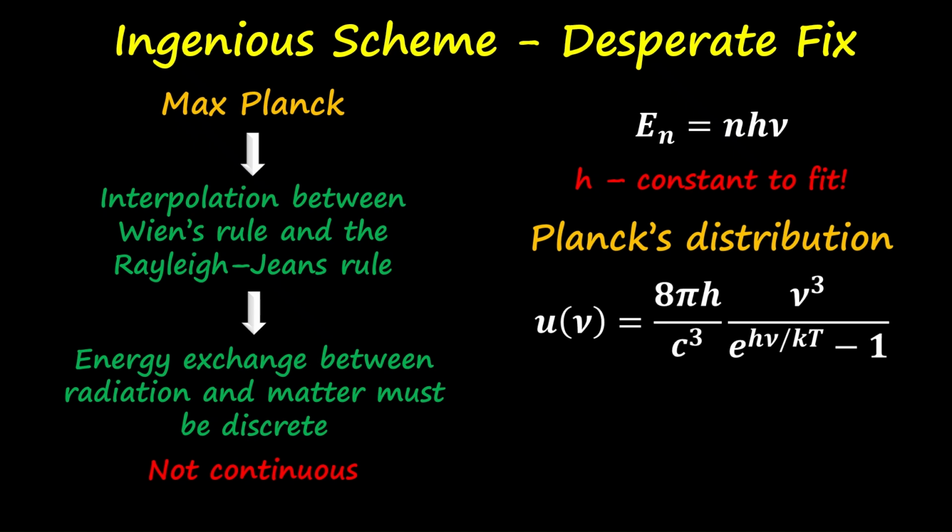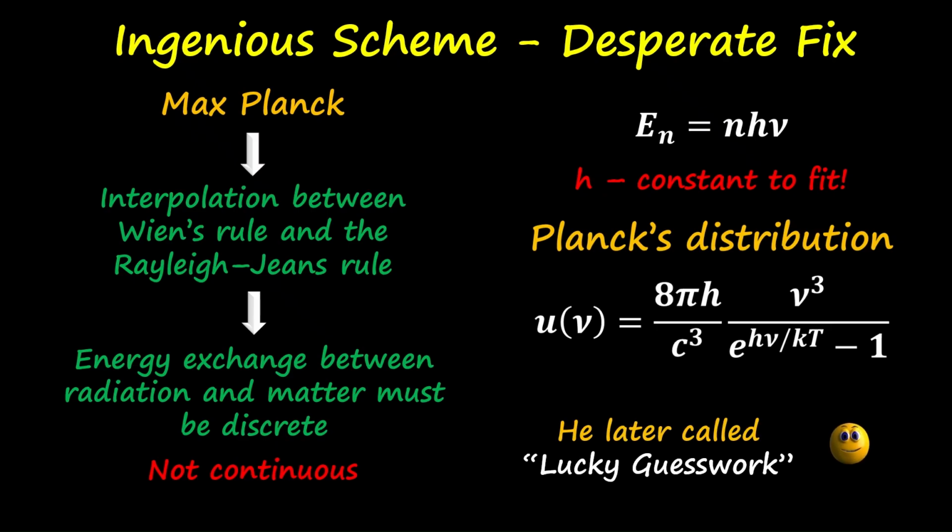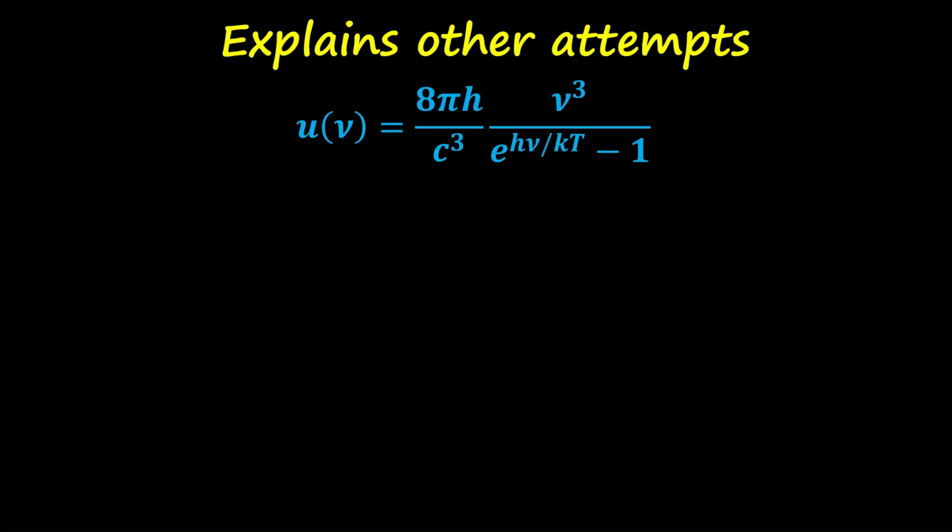Now, the radical assumption which he made, that the exchange of energy is discrete, was something new. And this opened the door of quantum physics. Planck's formula not only fit the full spectrum, but in the limits of higher and lower frequency, it reduces to Wien's law and the Rayleigh-Jeans formula.